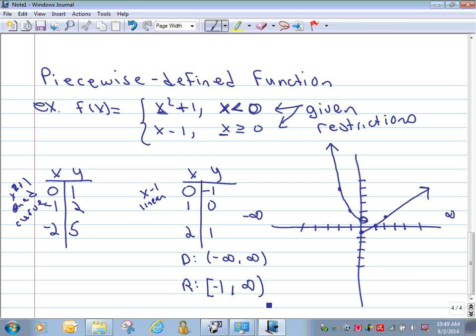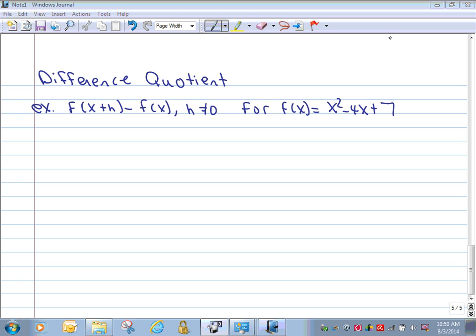Make sure you have these notes, and now we're going to move on to the difference quotient. All right, let's talk a little bit about the difference quotient. This, along with limits that we will study later, are two of the most used concepts in calculus. The difference quotient, which I've listed here, part of it anyway.